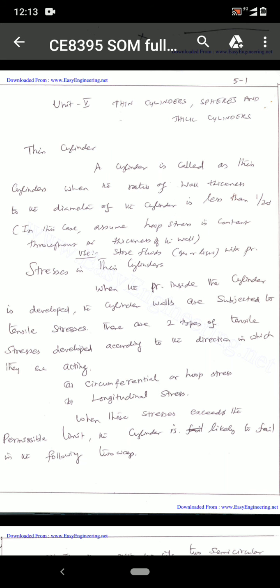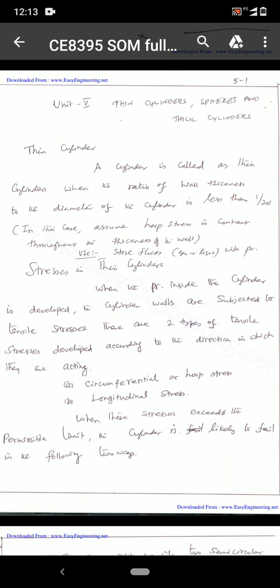Today we are going to see about the strength of materials 5th unit. The 5th unit topic is thin cylinders, spheres and thick cylinders. First we are going to thin cylinders. What is meant by thin cylinders? Thin cylinders means the ratio of wall thickness to the diameter of the cylinder is less than 1/20. It's called a thin cylinder. If its value is more than 1/20, it is called a thick cylinder.